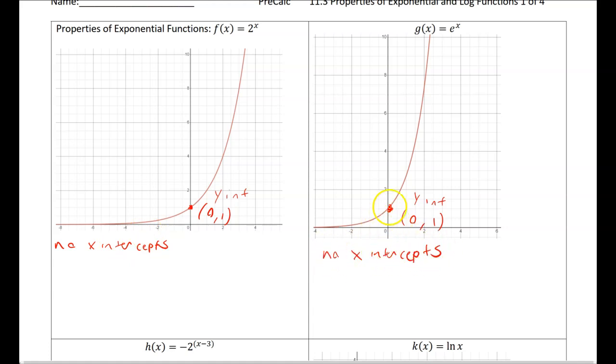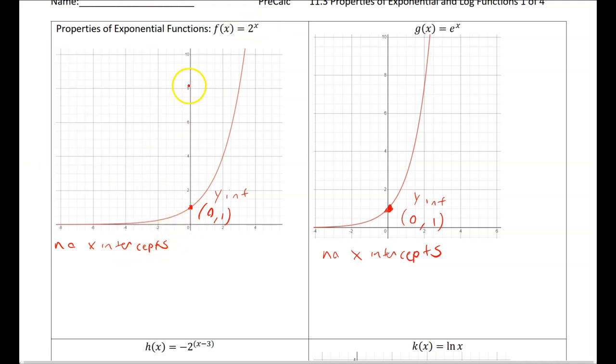And this makes a lot of sense if we think about how this function would work. So if I plug in 0, anything to the 0 power is 1. So 2 to the 0 is 1. e to the 0 is 1 as well. So it makes sense that my y-intercepts would be 1 for both of these functions. And then no matter what I plug in, positive number, negative number, whatever, what it spits out will always be a positive number bigger than 0. So that makes sense that we have no x-intercepts.